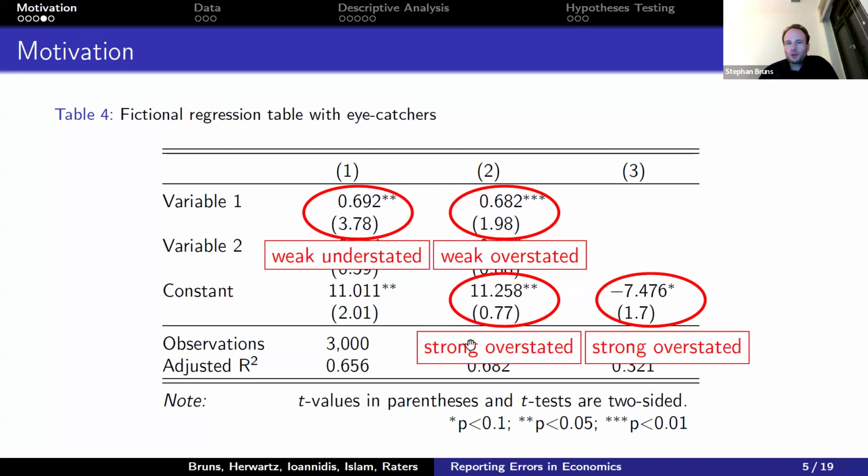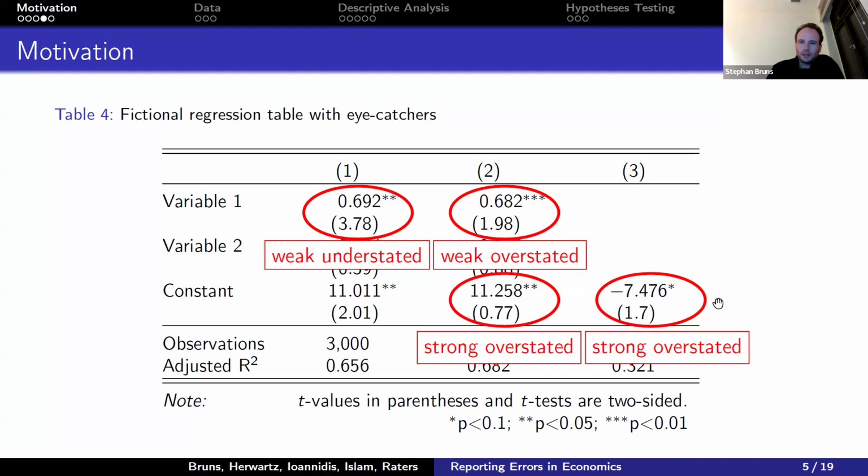So this would be a strong overstated reporting error, because here we have something that is clearly not significant being labeled as significant at a 5% level. And then we also have something that becomes a bit more tricky, because here we have a value that is labeled with a t-value of 1.7 to be significant at the 10% level. When we look at this at first sight, we think it's fine. 1.64 is a critical value.